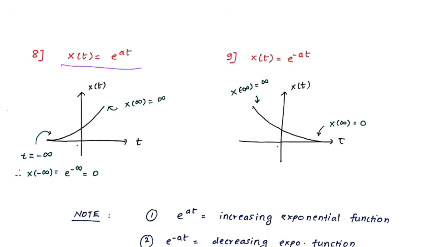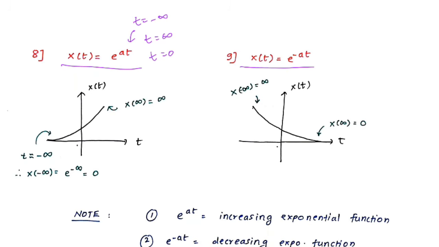x of t is equal to e raised to at, x of t is equal to e raised to minus at. So e raised to at basically means we can put values and analyze the signal. If we have to plot the signal, put the lowest value. Lowest value means I can say t is equal to minus infinity, the very lowest value, and put the highest value, that is t is equal to infinity, and also put t is equal to 0 and check what is the value of this signal.